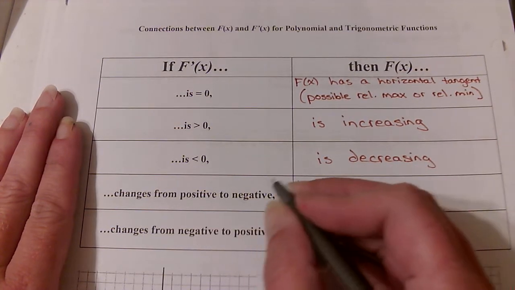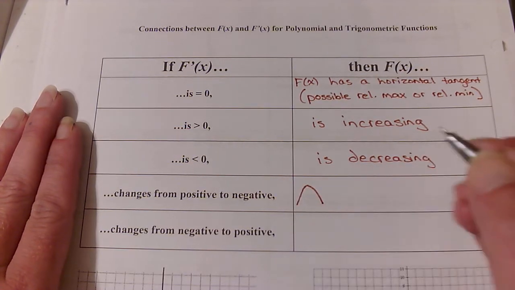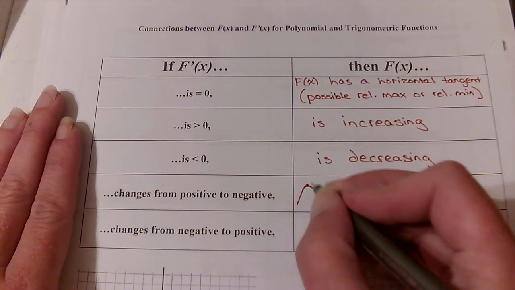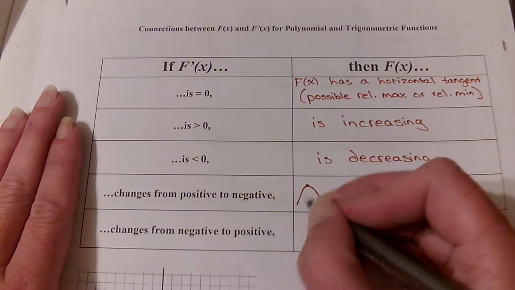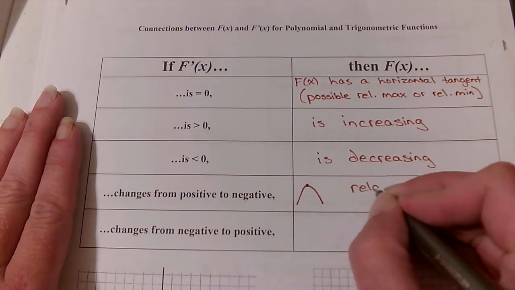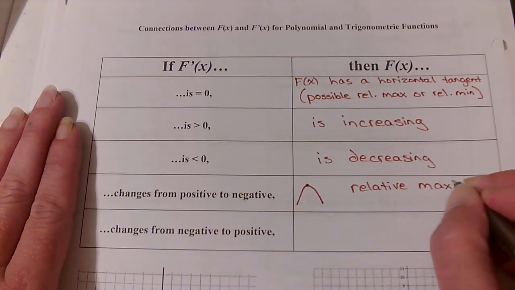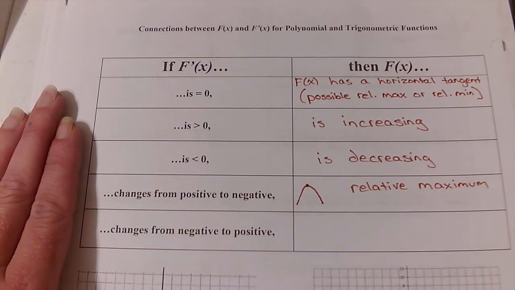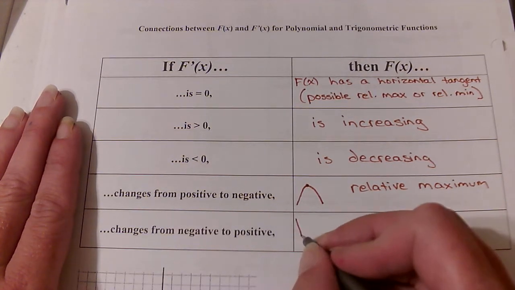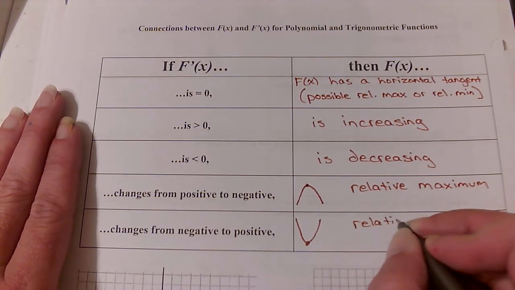If it changes from positive to negative, that means it was going uphill, and now it's going downhill. So at that point where it changes from positive to negative, we're changing from increasing to decreasing, so that means we have a relative maximum. And if we change from negative to positive, we have a relative minimum.